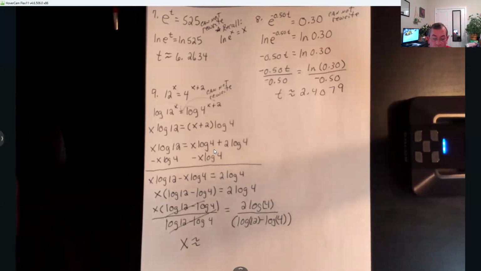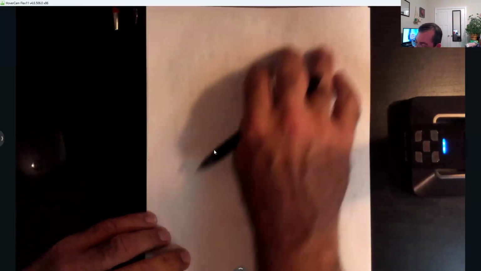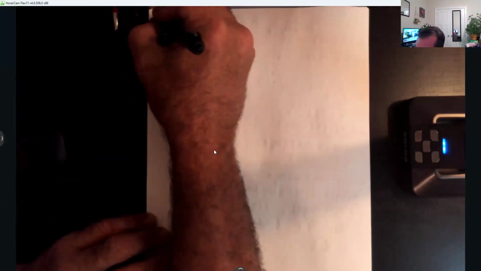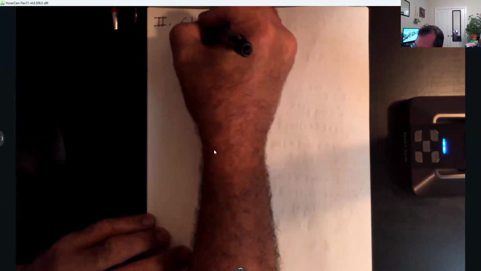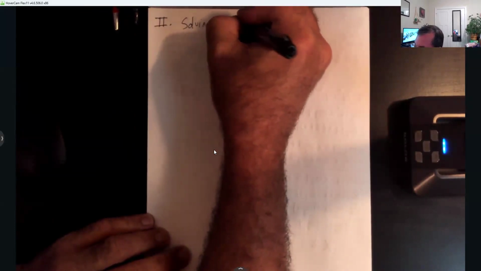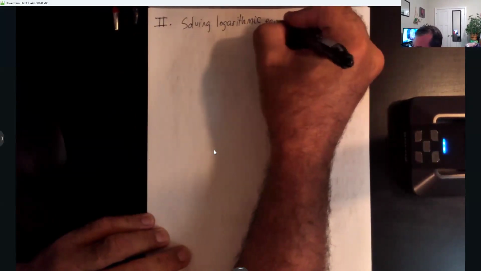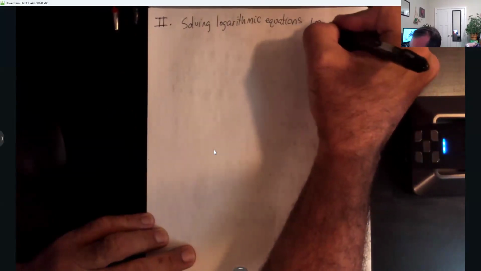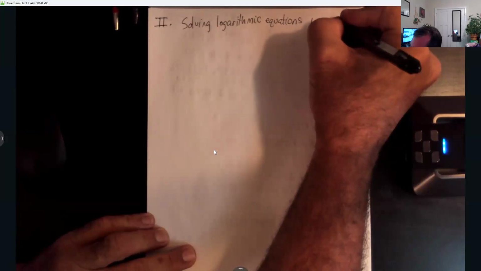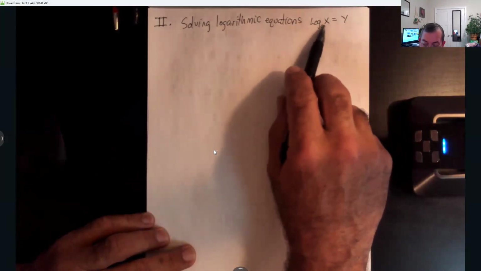Alrighty, y'all, so that was the exponential equations. So what we got coming up for our second type of equations, we're going to be solving logarithmic equations. So those will look like this: log base A of X equals Y. Okay. So we now have our log stuff going on.